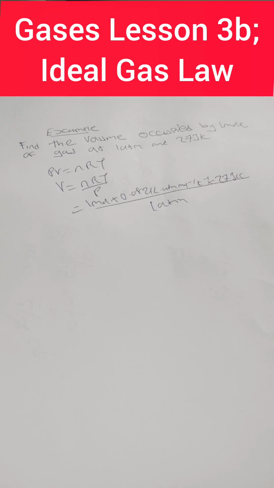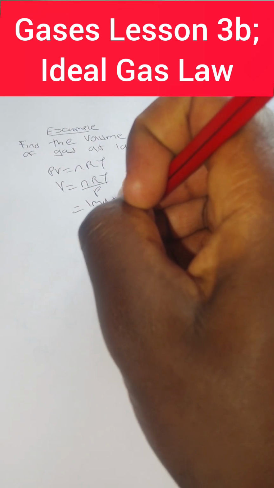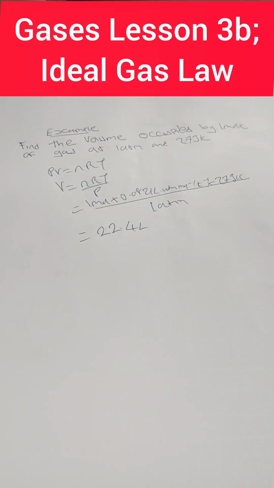So what's the answer? When you punch that on the calculator, we find that the answer is 22.4 liters, and this confirms the molar volume at standard temperature and pressure, because the pressure is 1 atm, the number of moles is 1, and 273 K is the standard temperature. In the previous lesson I talked about 1 mole of a gas having 22.4 liters. So that's the first example.